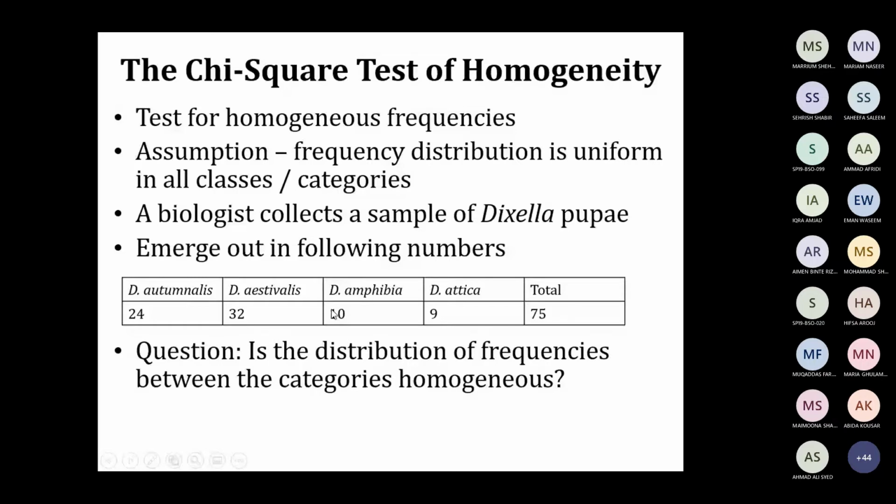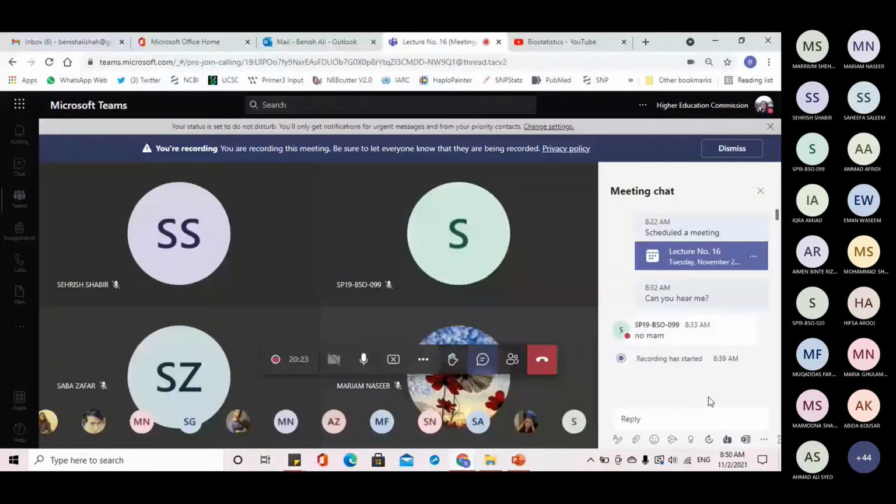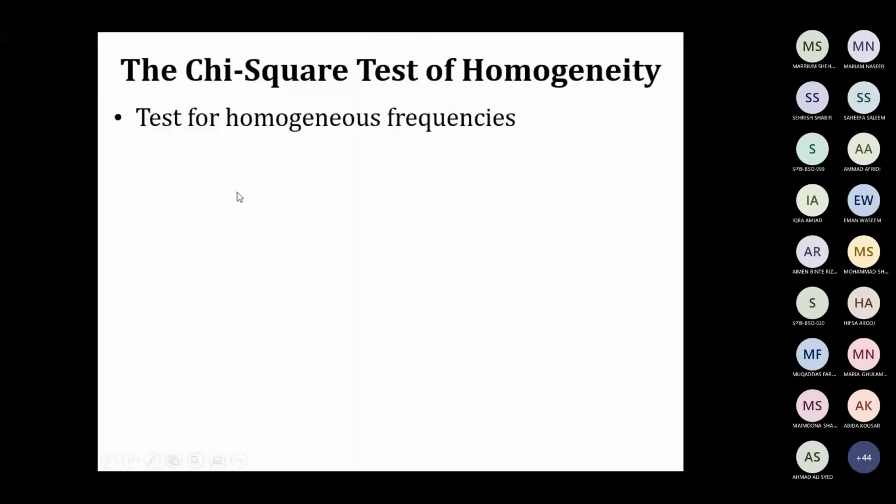So is this point clear? That what is the basis of this test? Yes, ma'am. Okay. So we are going to apply the test of homogeneity. So we are going to test for the homogeneous frequency. Right, so we are going to use the chi-square test of homogeneity.